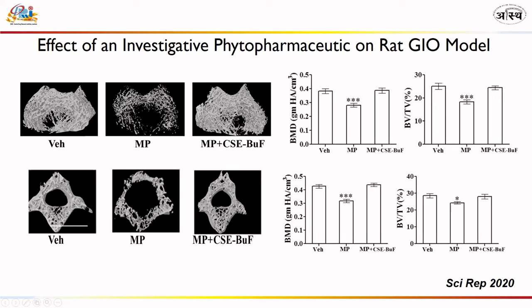Then we used a standardized phytochemical extract from a plant called Cassia occidentalis, and we made a formulation. When we quantified this microCT data, we found that with methylprednisolone, you have significant loss of BMD and BV/TV at both femur and vertebra. And this phyto extract formulation has significantly reversed this osteopenia.